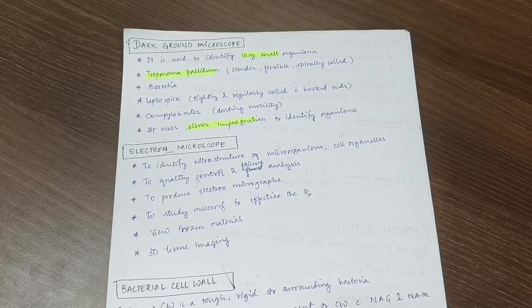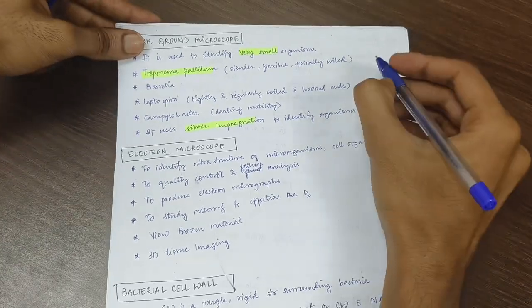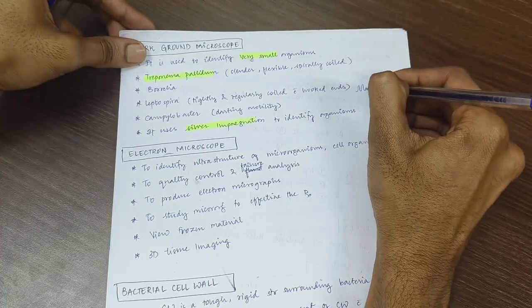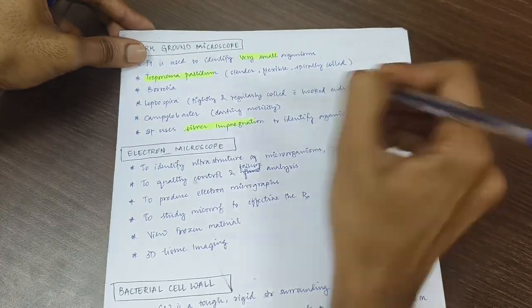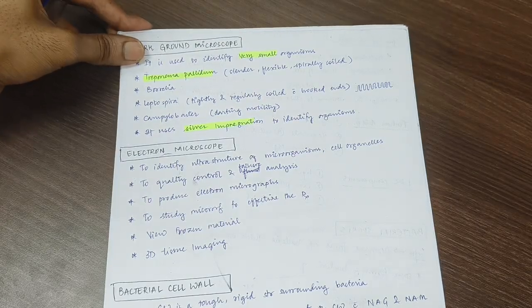In these organisms, what are the things you're going to concentrate on? How are they seen basically? Treponema is slender, flexible and spirally coiled. Next, Leptospira, how is it? Leptospira is tightly and regularly coiled. You are going to see regular twists and turns. If you are going to draw the diagram, you draw it tightly coiled, that is, tightly and regularly coiled.